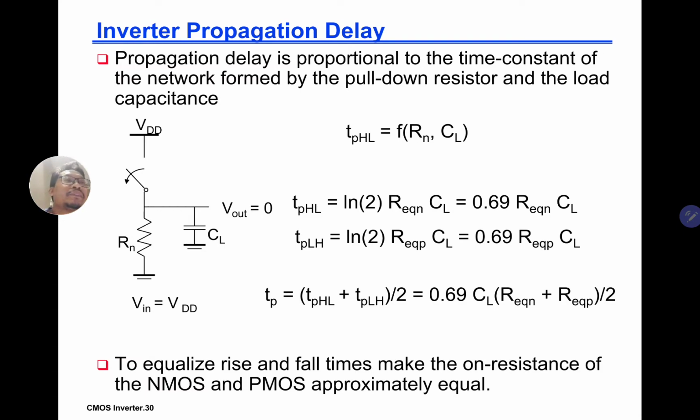So propagation delay is proportional to the time constant of the network formed by the pull down resistor and the load capacitance. So tPHL, we're looking at high to low. So high to low is we are trying to discharge the value on out to ground. So it's a function of Rn and CL. So tPHL is ln2 Req CL, so it's 0.69 Req CL, and tPLH is 0.69 Req CL, and then we have our average propagation delay. So to equalize rise and fall time, make the on resistance of the NMOS and PMOS approximately equal.